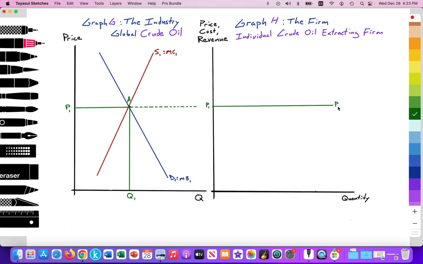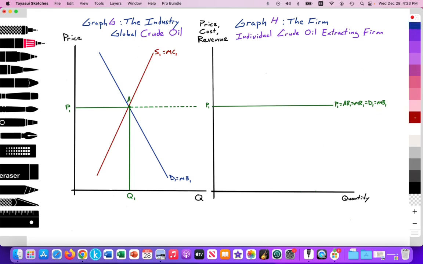So P1 for the firm in this primary commodity market, this perfect competition, price is equal to average revenue, which is equal to the marginal revenue. And I have other videos that explain why. Price is also equal to our demand, which is equal to marginal benefit. So I would label all of this so you're mindful of price being equal to all of these factors: average revenue, marginal revenue, demand, and marginal benefit.